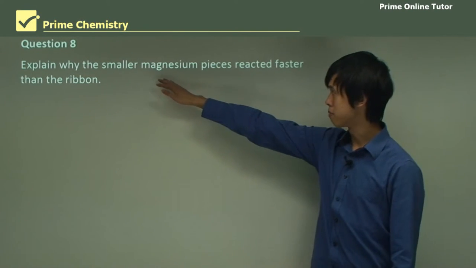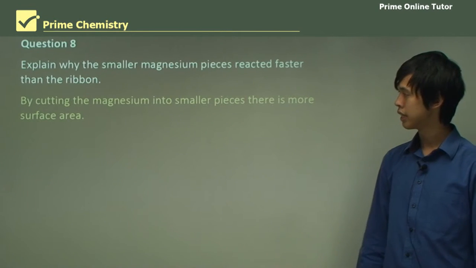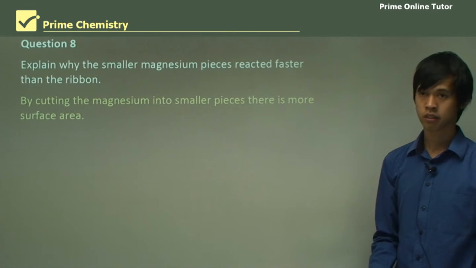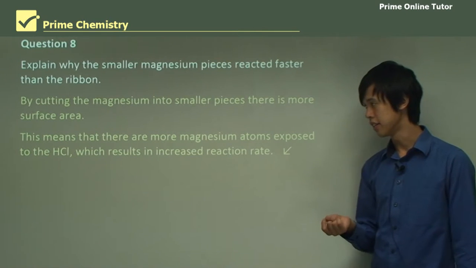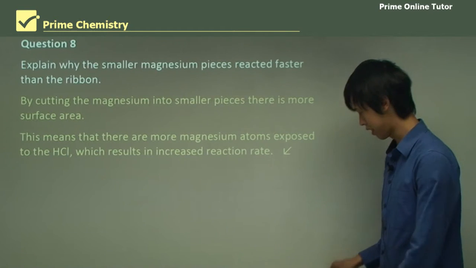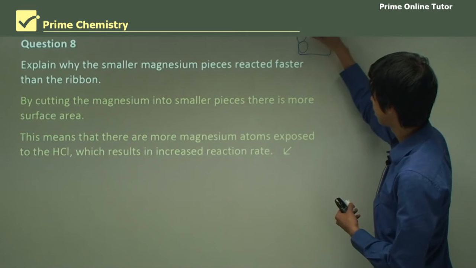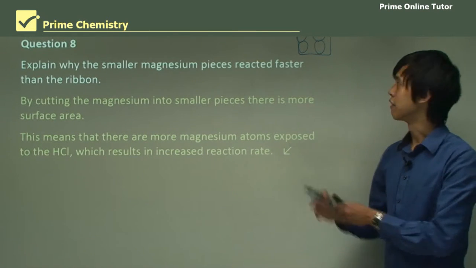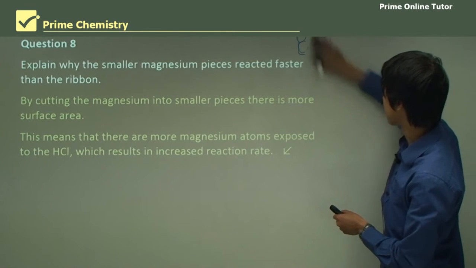Question 8, explain why the smaller magnesium pieces reacted faster than the ribbon or the ball. So by cutting the magnesium into smaller pieces, there's more surface area. Okay? This means that there are more magnesium atoms exposed to the HCl, which results in increased reaction rate. So if, for instance, there were 4 magnesium atoms in the ribbon, if we cut it in half, actually let's not pick 4, let's pick like 6.